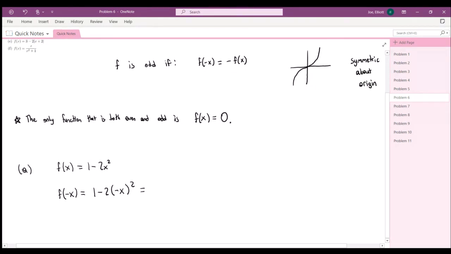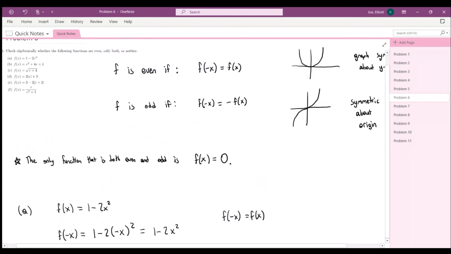All right, and then we're going to simplify this. Minus x squared is actually the same as just x squared, right? Because when you raise a minus to an even power, the minus sign just goes away, becomes plus. So what we see is that f of minus x, after simplification, turns out to be equal to f of x, right? Because f of minus x equals f of x, that means that we have an even function, okay?